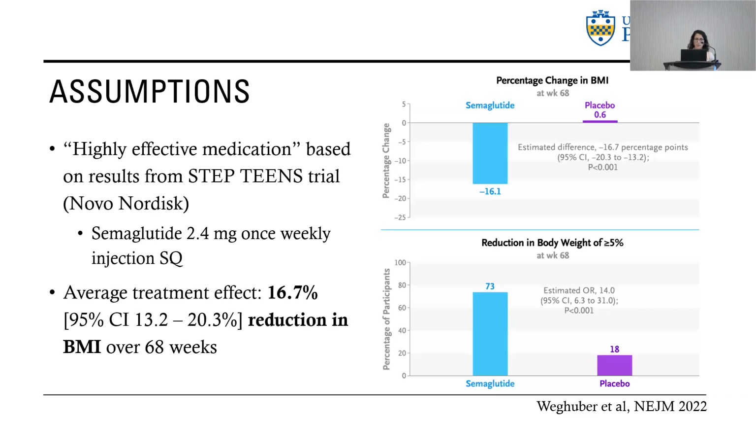The medication that we used as our model for a highly effective medication was semaglutide, and this was based on the STEP-TEENS trial that was published last year and was led by Novo Nordisk. This looked at semaglutide 2.4 milligrams once weekly as a subcutaneous injection, and it found that there was a 16.7% reduction in BMI versus placebo over 68 weeks. And this is a really significant BMI reduction. And another way to think about this is in terms of body weight percentage decrease, and 73% of the youth who were in the treatment arm had a reduction of at least 5% of their body weight. So a highly effective medication and really a game changer for pediatrics.